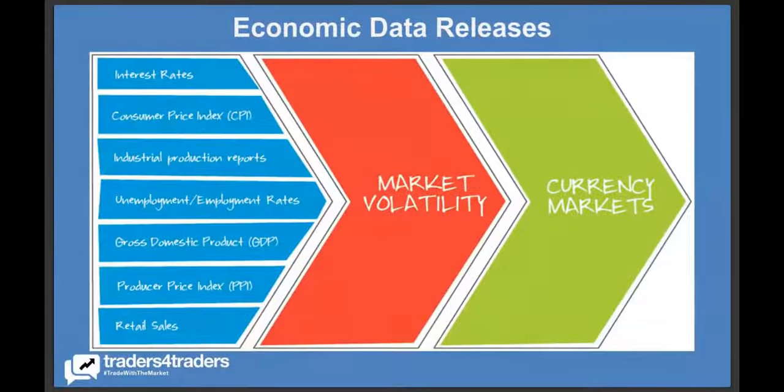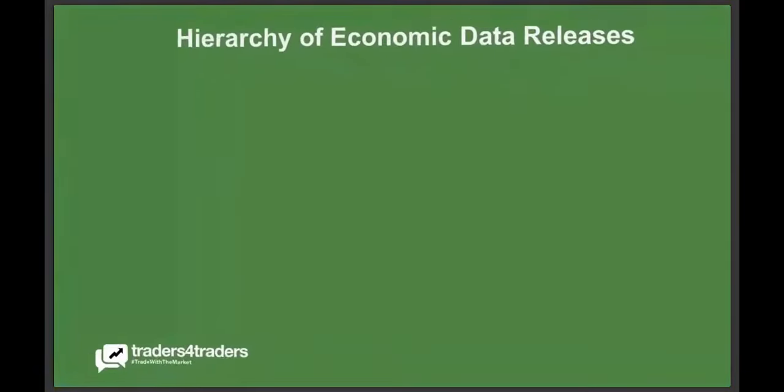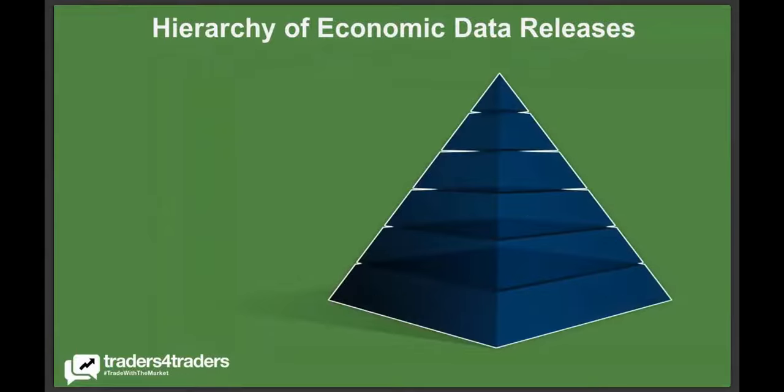Okay, so the key ones: interest rates, CPI, industrial production, employment numbers, GDP, PPI, retail sales. Okay, they create market volatility and specifically currency direction for the currencies. They give the currencies immediate bias and direction. But not all economic data is the same. There is a general hierarchy, right? The interest rate decisions from the central banks are at the very top, of course.